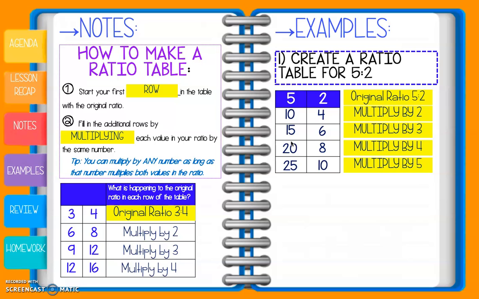Now remember, we talked about in class how to make a table, you have to have at least 5 rows. So don't forget that on your homework or when you're working independently. You got to have at least 5 rows. Okay. Let's look at another example.